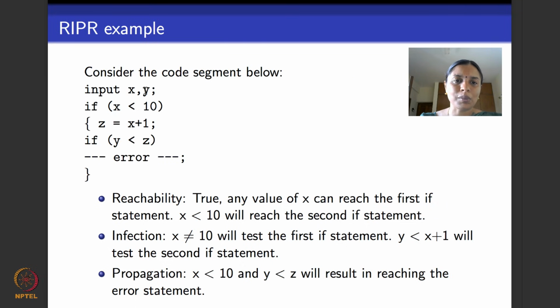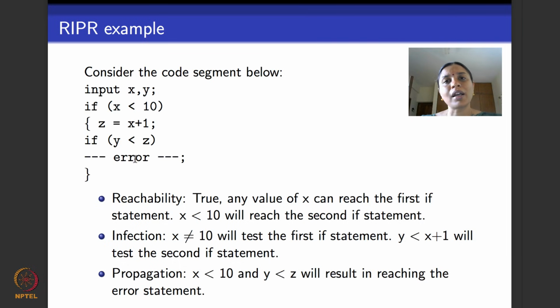But let's focus on this particular fragment of the code, which says that there are 2 nested if statements here. The first statement checks if X is less than 10, then it sets the value of Z to be X plus 1, and then there is one more if inside that, which says that if Y is less than Z, then there is an error in the software. I haven't actually written what the error could be. I have just written it like a stub, which marked it out as error, right? So suppose my goal is to be able to actually reach this error statement and reveal the fact that this error has occurred.